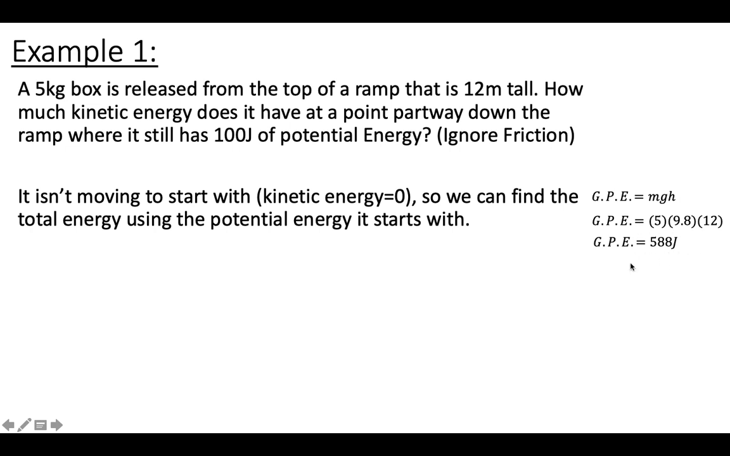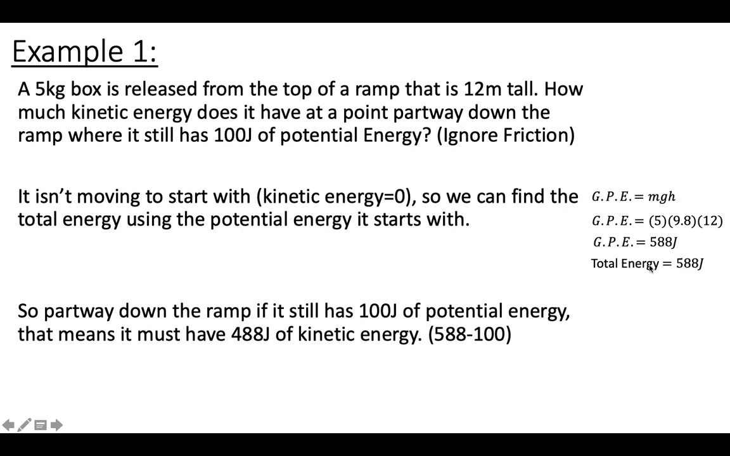So because there's no kinetic energy to start with, the potential 588, that's the same thing as the total, because we didn't have any kinetic energy to start with. It was sitting still to start with. So at the beginning, the potential energy and the total energy are the same then. Okay, so partway down the ramp, if it still has 100 joules of potential energy, that means it must have 488 joules of kinetic energy.